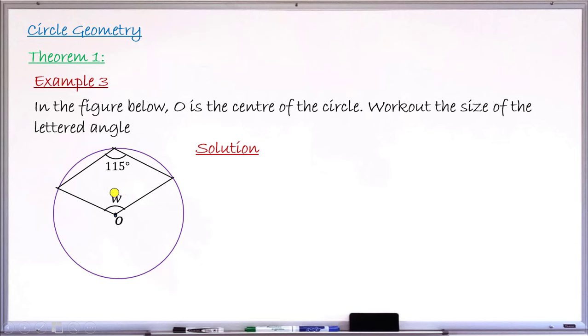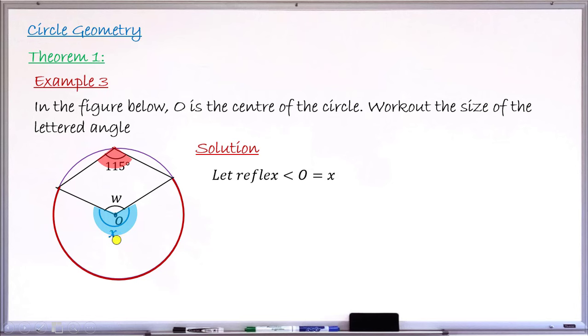Looking at angle W and this 115 degrees, let's try to connect them using just the theorem that we have just learned. This 115 is an angle subtended by this major arc. Look at it. Look at the major arc. I colored it red. It is this arc that subtends 115 at the remaining circumference. And it is this major arc that subtends this blue angle at the center. Let me just call it X.